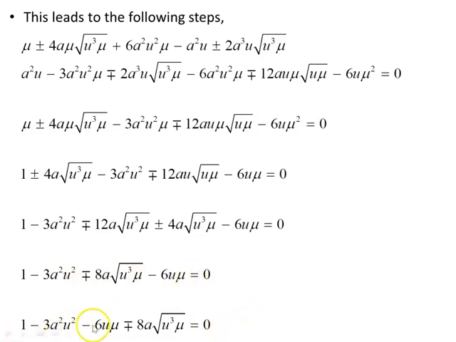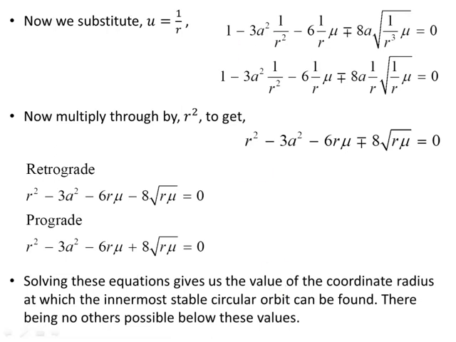1 minus 3a squared u squared minus 6u mu minus plus that object there is 0. This equation will give us the location of the innermost stable circular orbit for any black hole of mass m, which is contained in the mu there, because remember mu is GM on c squared, and a is the spin parameter of the black hole. u is equal to 1 on r, and that'll tell us where the innermost stable circular orbits are. So next we substitute u equals 1 on r. Put that in there like that. Okay, here we go.